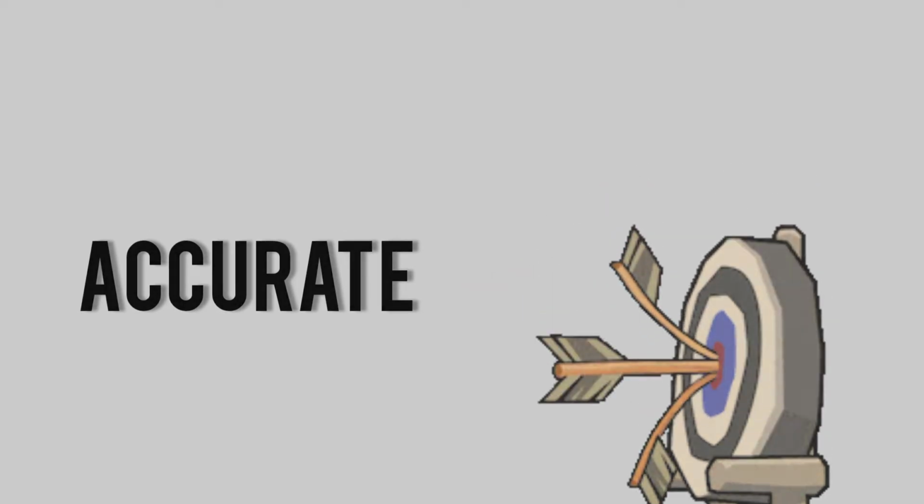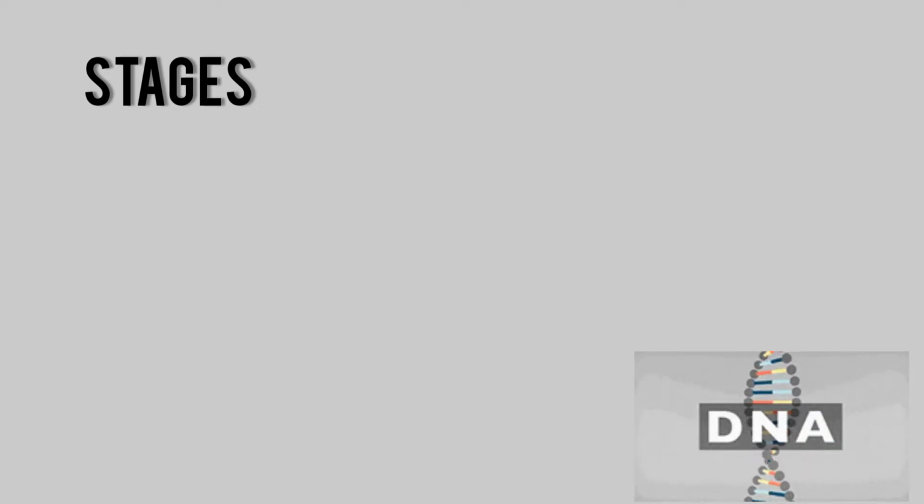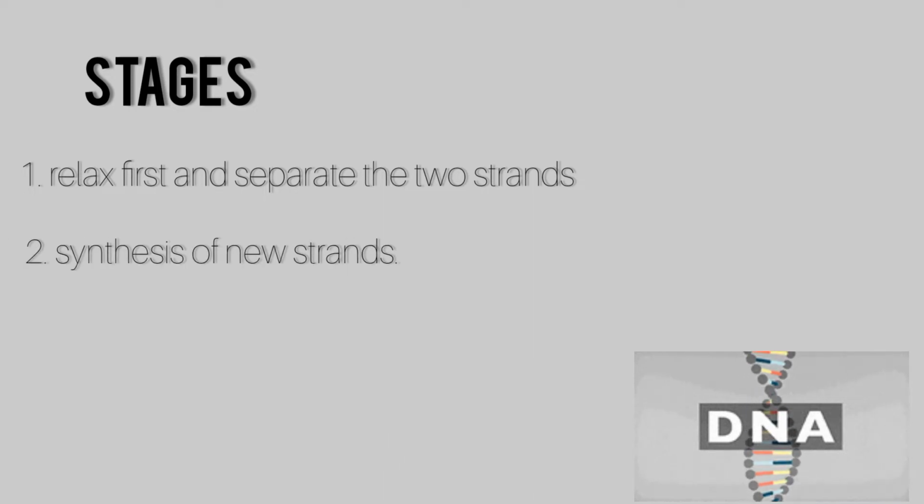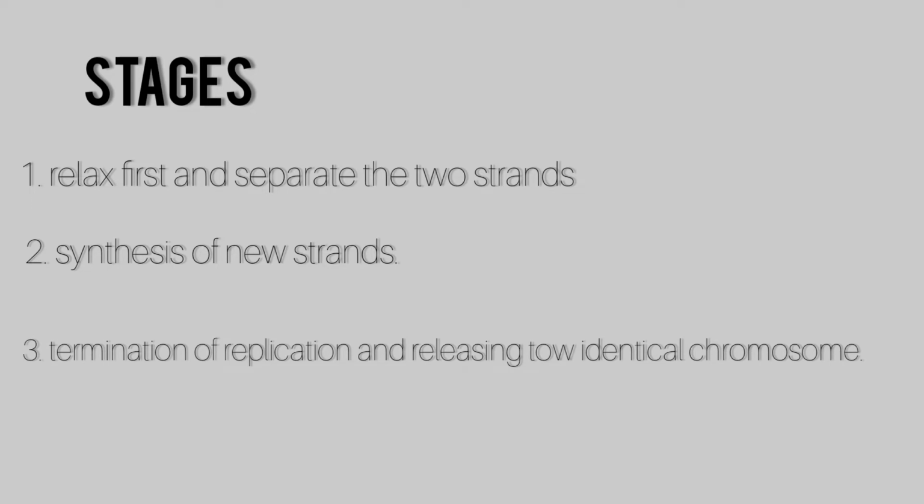For the replication process to be accurate and rapid, it must go through several stages. As we said, the DNA is highly coiled, and in order to replicate, it has to relax firstly and separate the two strands, and this is the first stage in the replication process. Secondly, each strand may serve as a template for DNA synthesis of new strands. Lastly, termination of replication and releasing two identical chromosomes, one for each daughter cell.